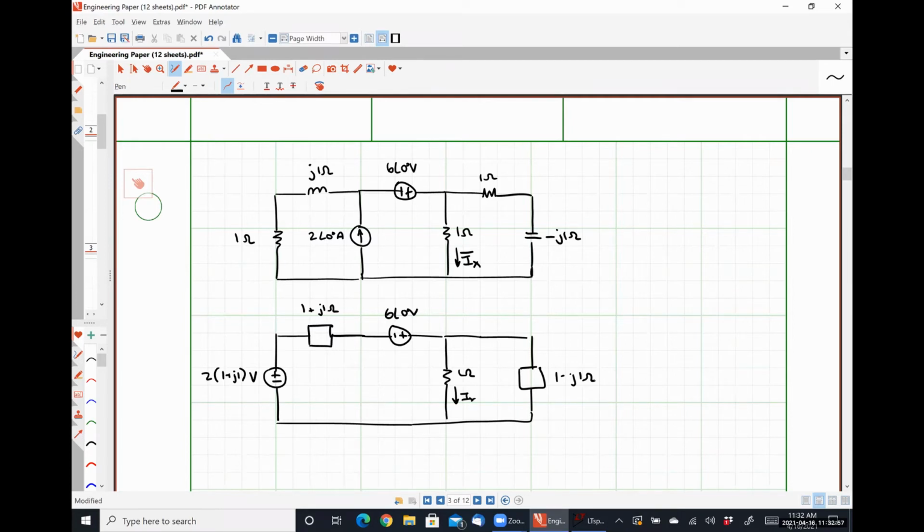So, what could I do next? Combine my voltage sources together. Okay. So, if I combine those together, that's just going to look like this, right? What can I do now?